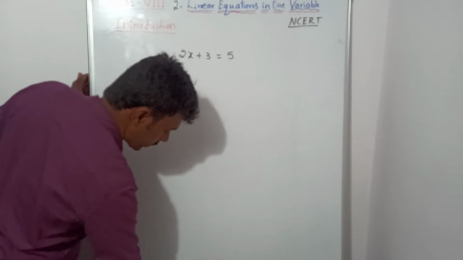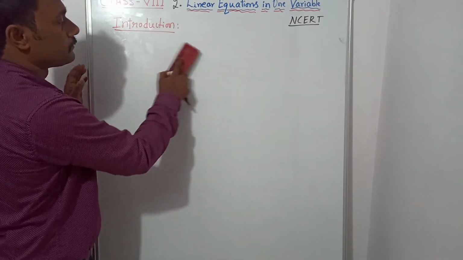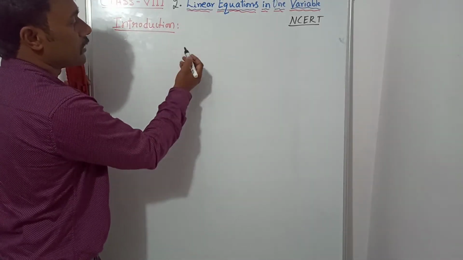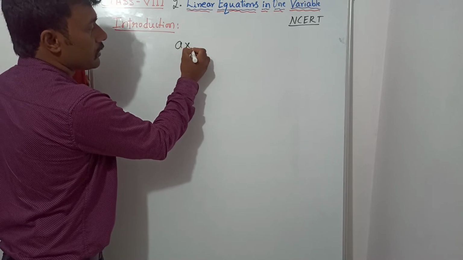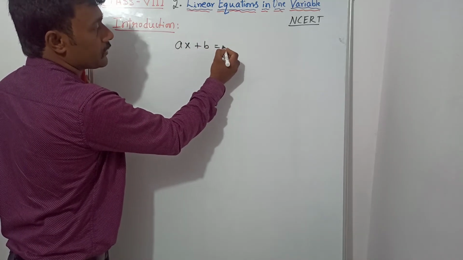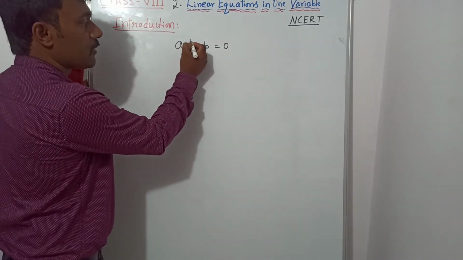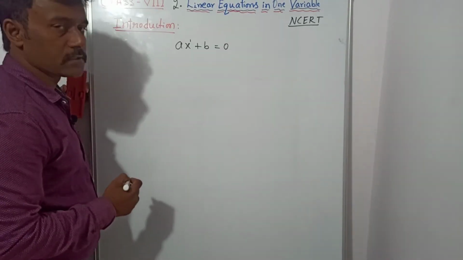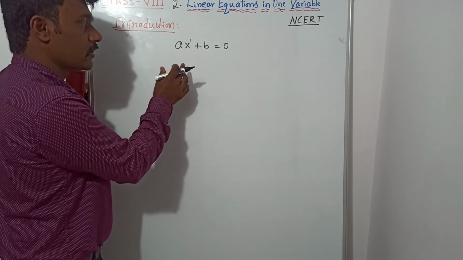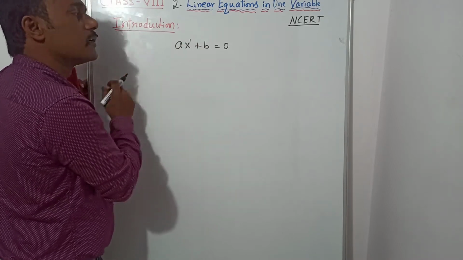General form you can write. The general form of a linear equation is ax plus b is equal to 0. You can write it like this. Here the power of the variable is 1, and hence we can call this a linear equation.